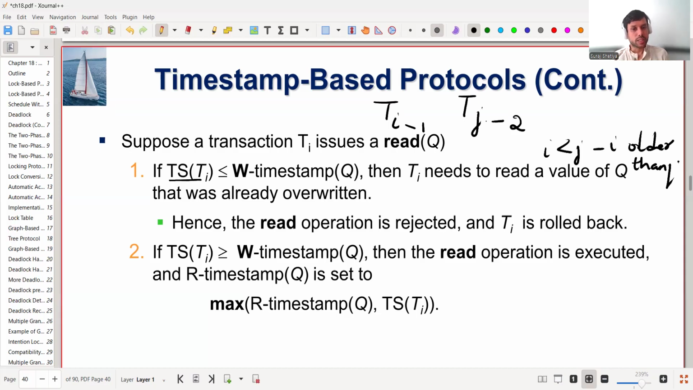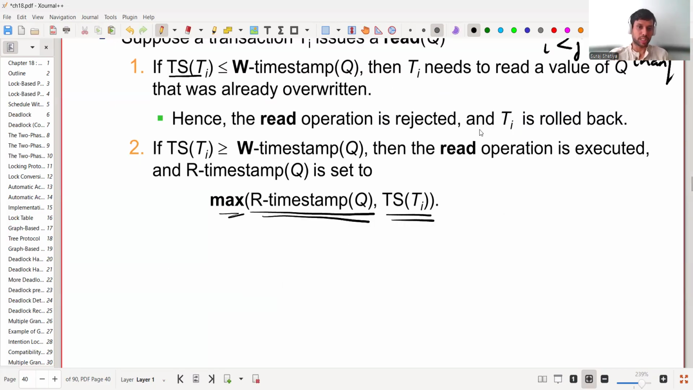We will update the read timestamp of Q with this new transaction Ti, whichever is newer, and the newer, like we are mentioning here, is the max. Max is newer because a lesser value indicates an older value. So we'll just be doing a max operation.